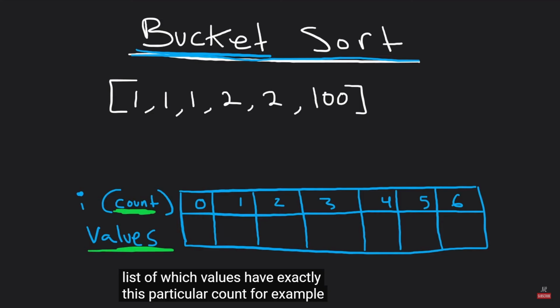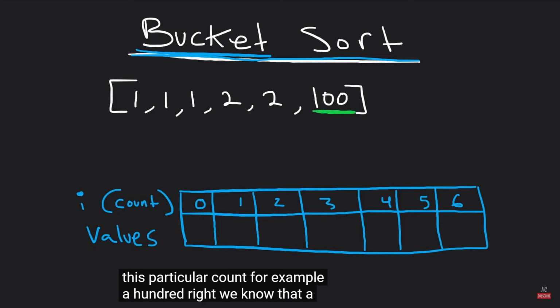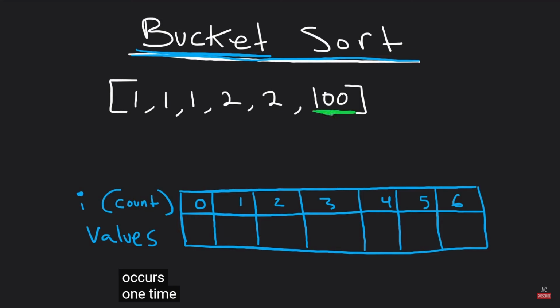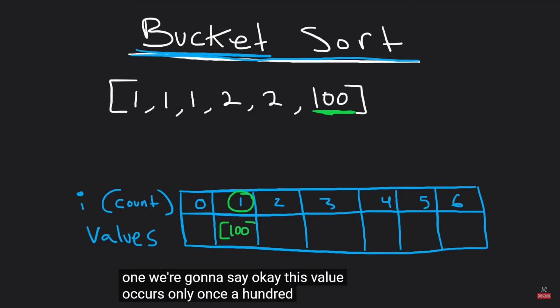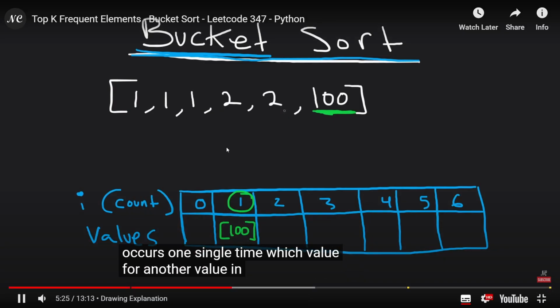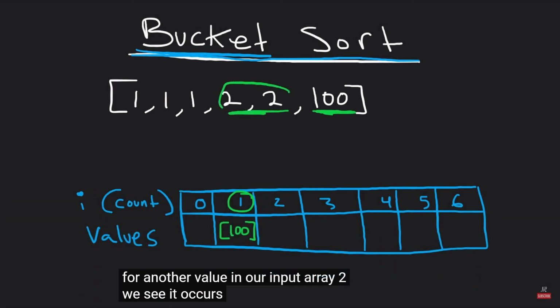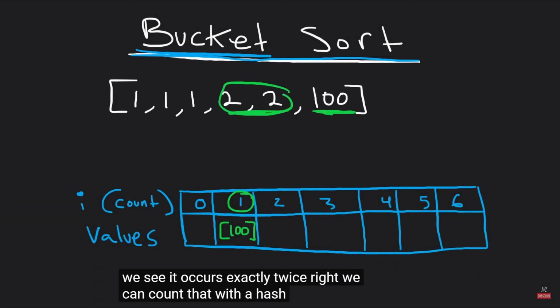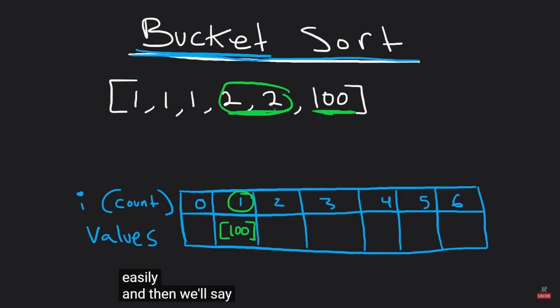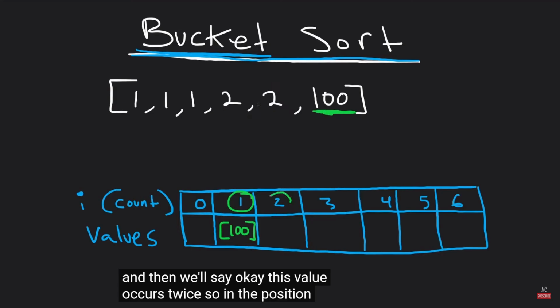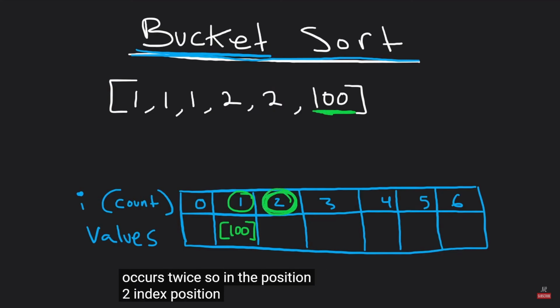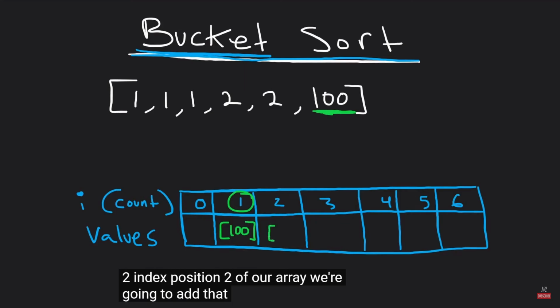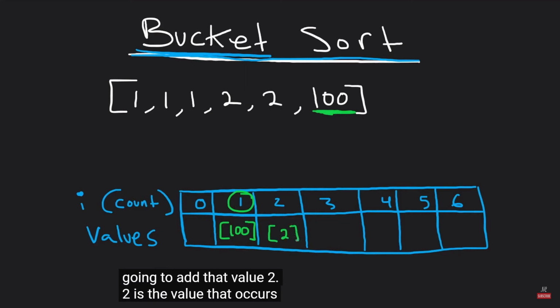For example, 100, right? We know that 100 occurs 1 time. So for this position 1, we're going to say, okay, this value occurs only once, 100. 100 occurs 1 single time. For another value in our input array, 2, we see it occurs exactly twice. We can count that with a hash map pretty easily. And then we'll say, okay, this value occurs twice. So in index position 2 of our array, we're going to add that value 2. 2 is the value that occurs twice.